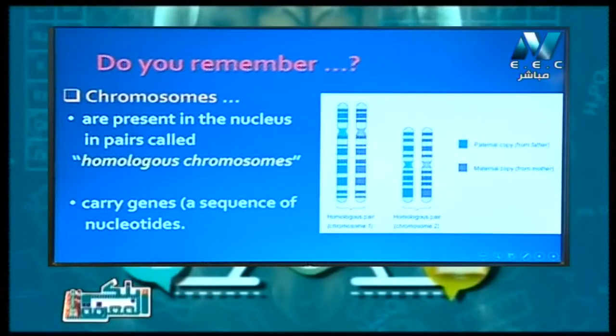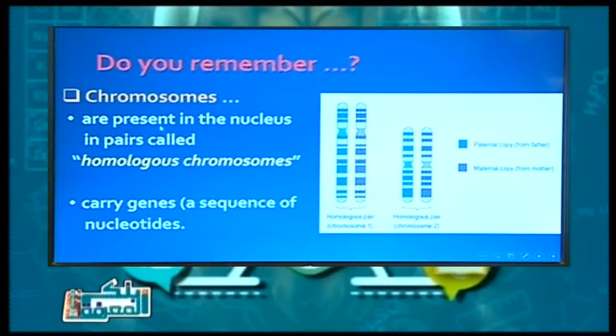Today we are going to revise the important points that you studied last time in biology in the first lesson. So you have to remember some important points like the chromosomes. What are the chromosomes? These bodies are located inside the nucleus, and the chromosomes are present in the nucleus in pairs, and these pairs are called homologous chromosomes. Homologous chromosomes means two chromosomes have the same size, containing the same type of genes, the same number, arranged in the same way on these chromosomes.